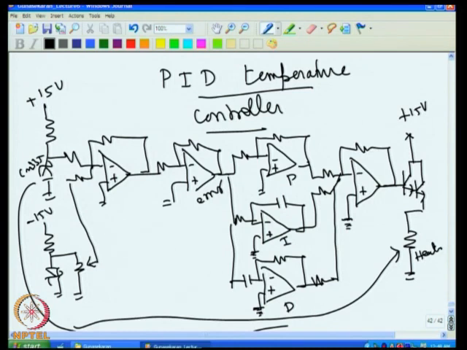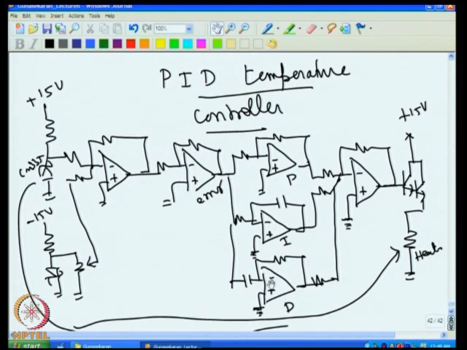So if we see our earlier discussions, we had a proportional controller wherein we had only this stage and these two were not there. Then we added proportional integral action; that time we had only these two and this was not there. Now we have a differentiator stage added in addition to this, and then it becomes a PID temperature controller. All these outputs are summed up at this point to produce the net voltage, and that is the one which drives the heater.